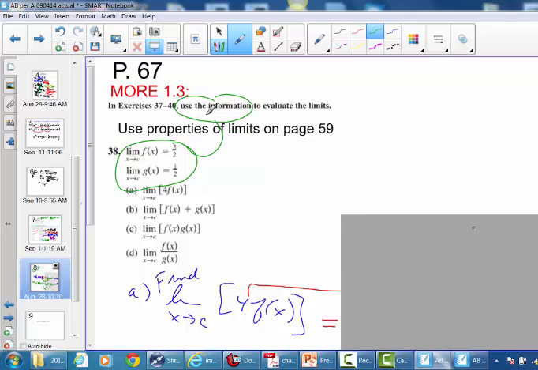They say use the information to evaluate the limits, and we're going to be using the properties that we just saw. So they give you two limits. Now, you can't do these algebraically because you don't know what f of x and g of x are, so you have to use the properties. Here, you're going to pull out the 4. Here, you're going to split it up into the limit as x approaches c of f of x plus the limit as x approaches c of g of x. Here, you'll split up the product, and here, you'll split up the quotient.